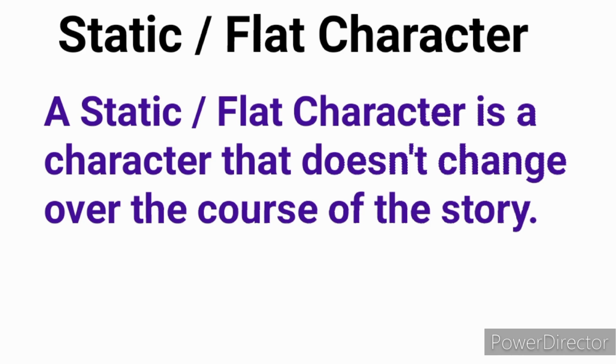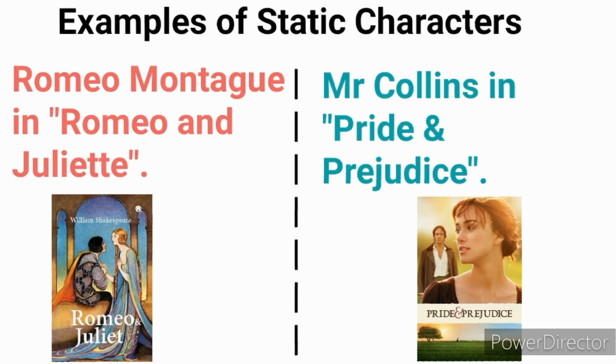The first type of character is static or flat character. It is a character who does not change over the course of the story. It means that if a person is a good being, then he will not turn into a bad being, and if he or she is a bad being, then he or she will not turn into a good being. Examples of static characters are Romeo Montague in Romeo and Juliet and Mr. Collins in Pride and Prejudice. They do not change over the course of the story.